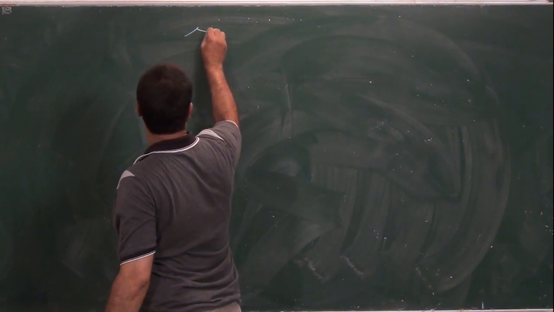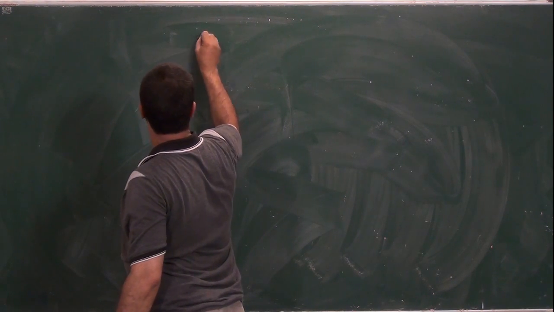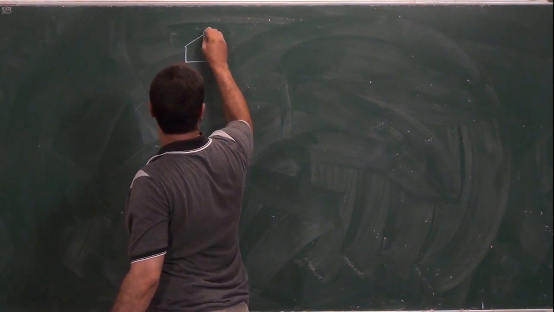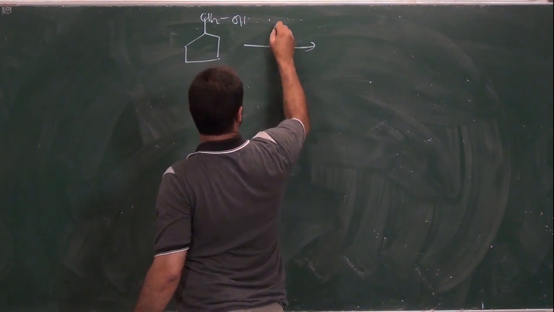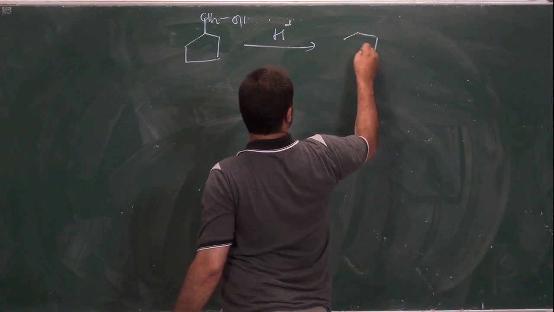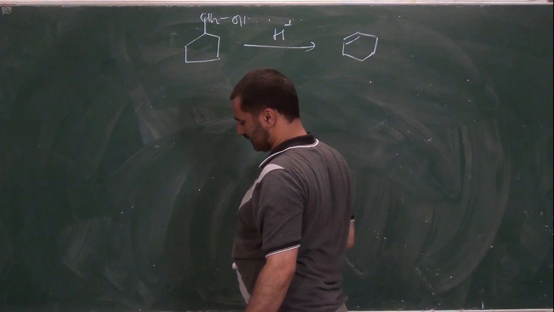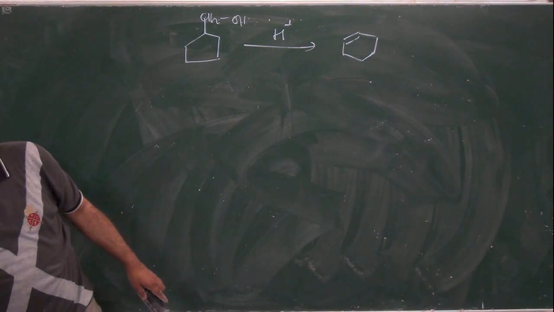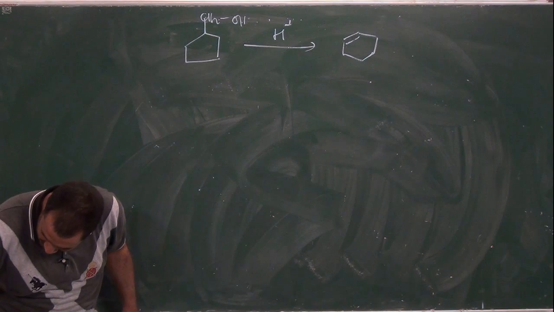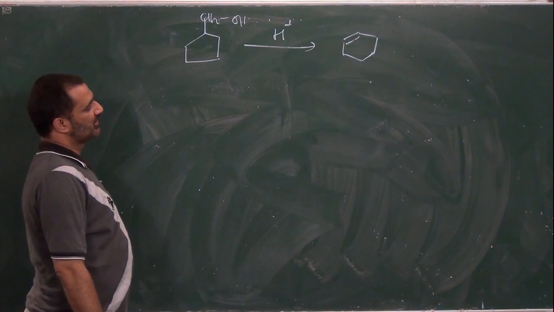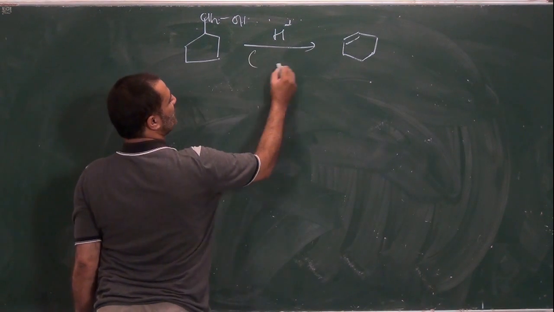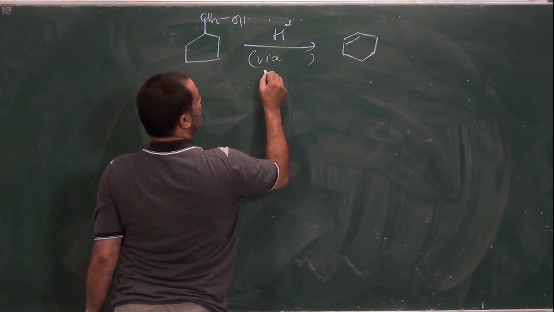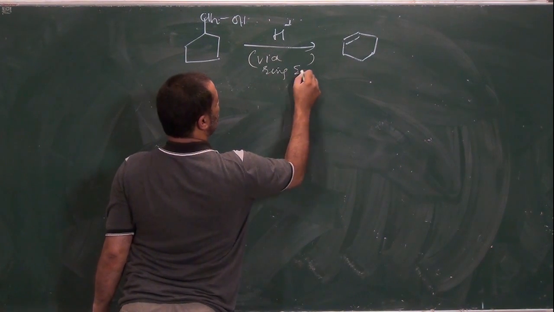Another example can be given on this. For example, a cyclopentyl CH2OH. Cyclohexene is formed. In this case, the 5-membered ring has got converted into a 6-membered ring, which is known as ring expansion.